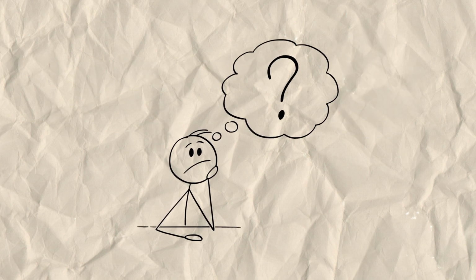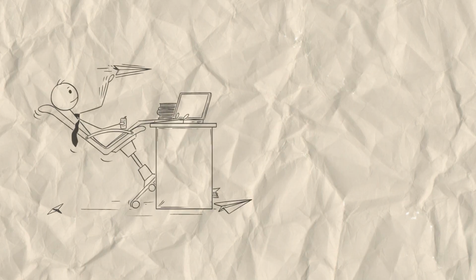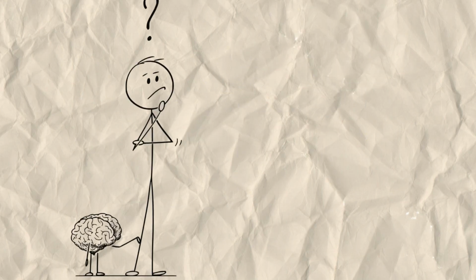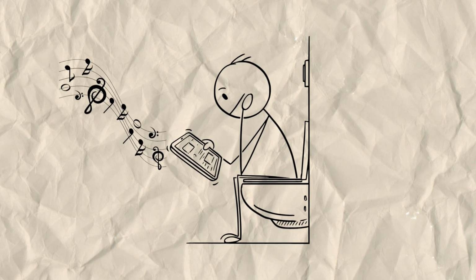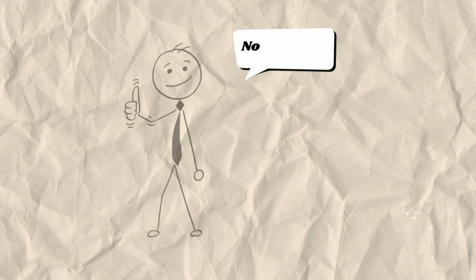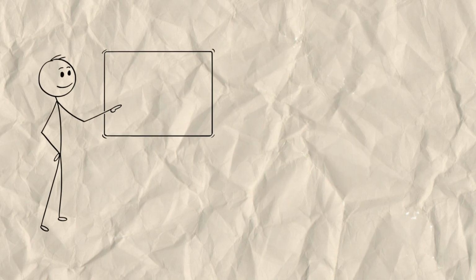Why do we do this? Well, your brain loves comfort and hates discomfort. Starting something, especially something big or boring, feels uncomfortable. So your brain tricks you into doing something easier right now, even if it's not important. It's like having a tiny salesman in your head saying, sure, the report is due tomorrow, but wouldn't you rather make a sandwich first? Here's an example.